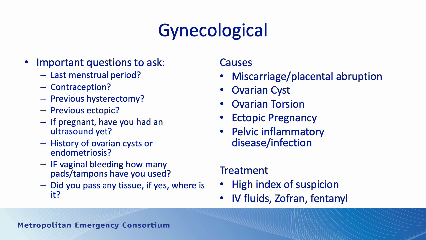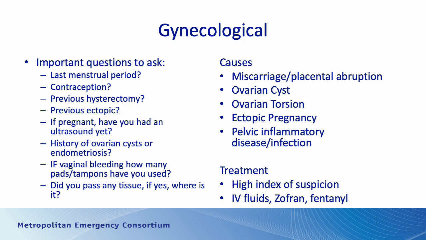Two different things. Have you had a history of previous ectopic? So if you have one ectopic pregnancy, you're at greater risk to have another ectopic pregnancy. If you are pregnant, have you had an ultrasound yet? So if the patient's 12 weeks along, have they had an ultrasound yet? Do you have a history of ovarian cysts or endometriosis? If you're having any vaginal bleeding, how many pads or tampons have you used? And if you're pregnant and having vaginal bleeding and pain, did you pass any tissue? If you did pass tissue, where is it? Can we take it with us?